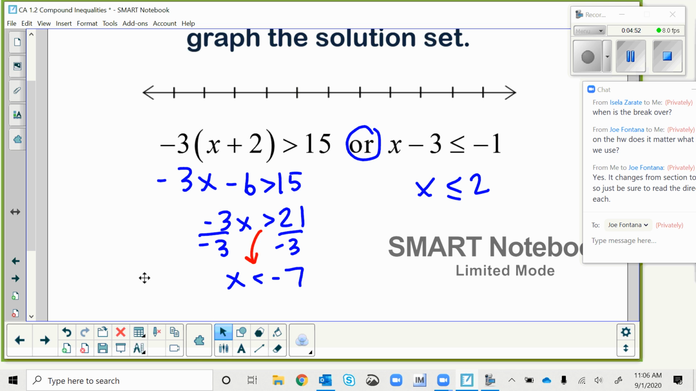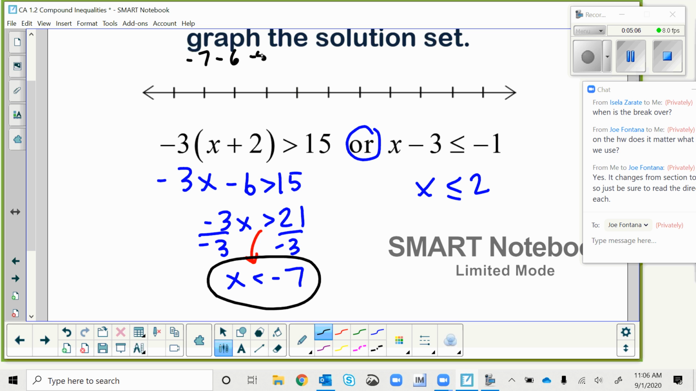So here's what I'm going to do. For x less than -7, let me put some numbers down: -7, -6. All the values less than -7 are here. So I've just done a baby number line underneath the answer number line. That's x less than -7 right here.